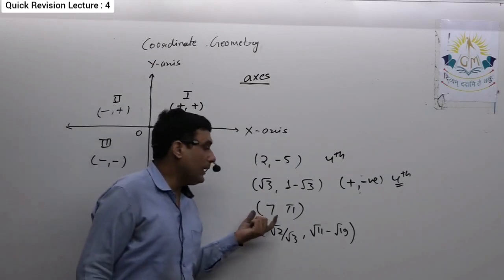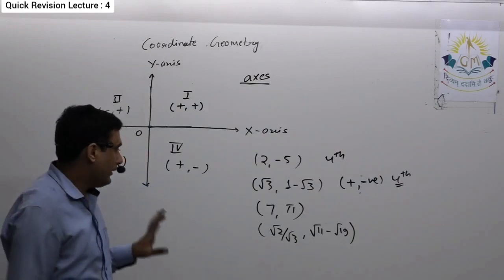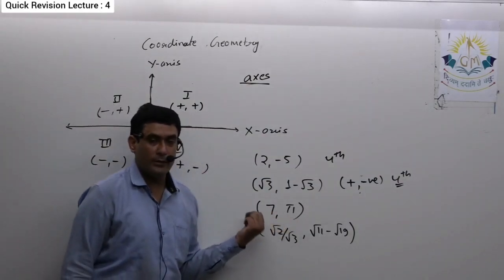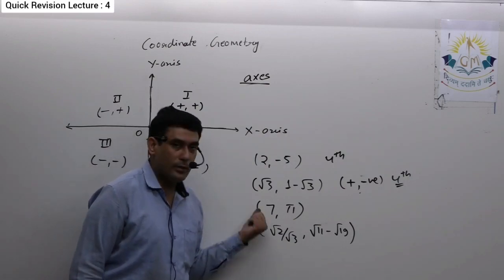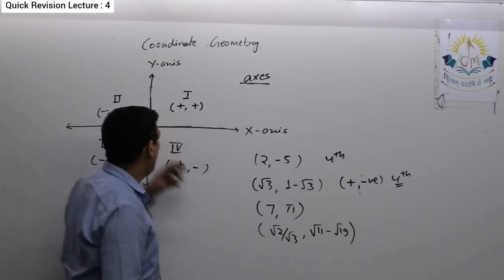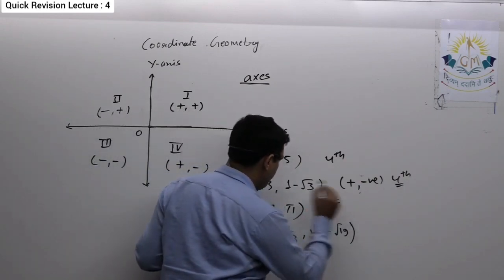Now over here, 7 comma pi. Again, whenever you see pi, you get mad. What to do? Be least bothered about the value. Just take care about the sign. Both are positive, isn't it? 7 is positive, pi is positive. Both are positive, that means the point will be in the first quadrant.